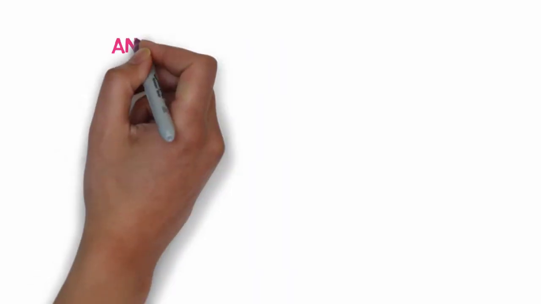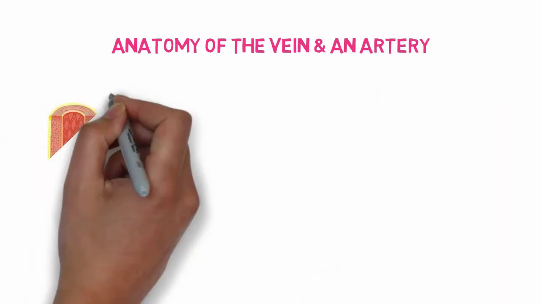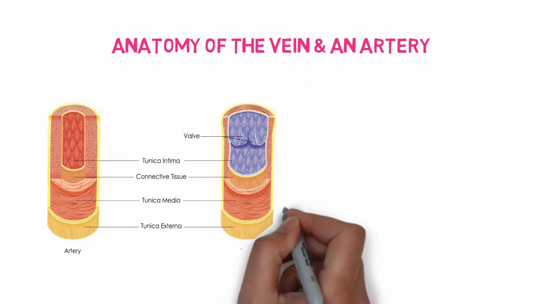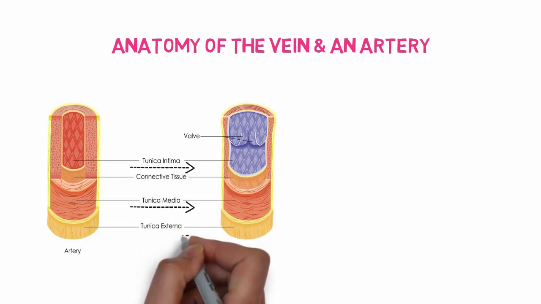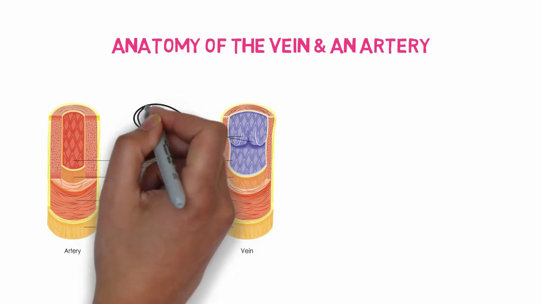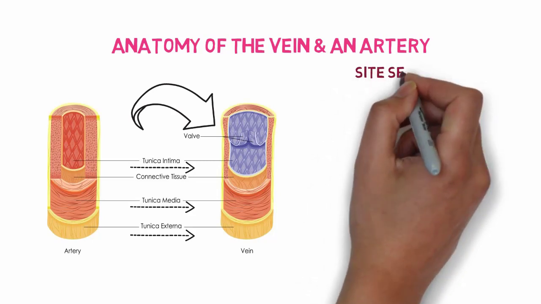First, let us examine the anatomy of the vein and the difference between an artery and a vein. There are 3 layers in both artery and vein: tunica intima, tunica media, and tunica adventitia. The major difference between an artery and a vein is that valves are present in veins. They prevent the backflow of blood.